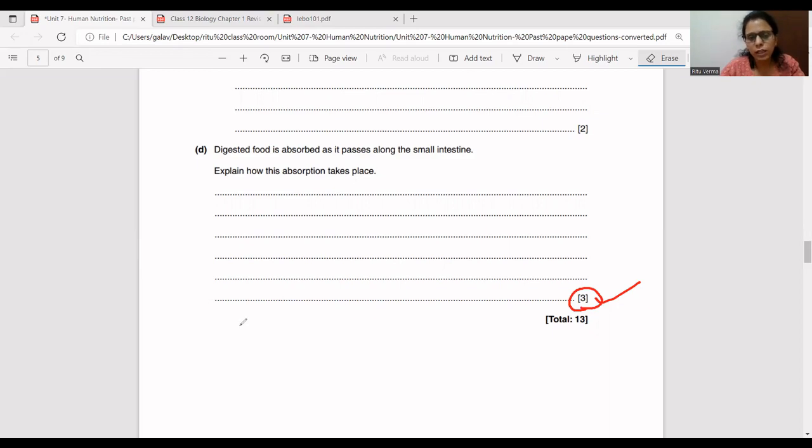Apart from this, you can also write down that these microscopic finger-like projections called villi increase surface area for the absorption of food. So if you write any 3 points out of this, you will get marks.